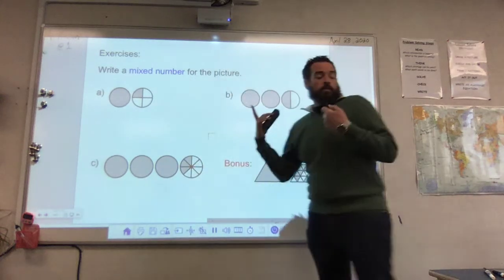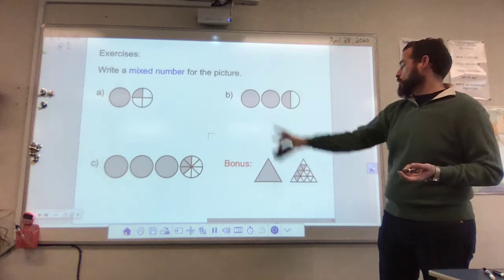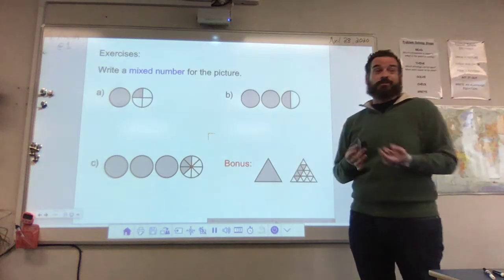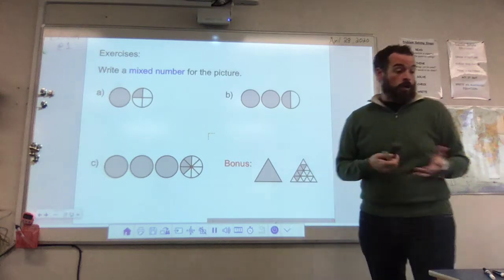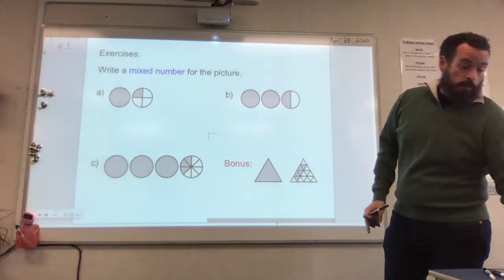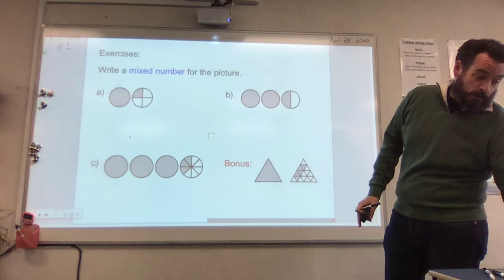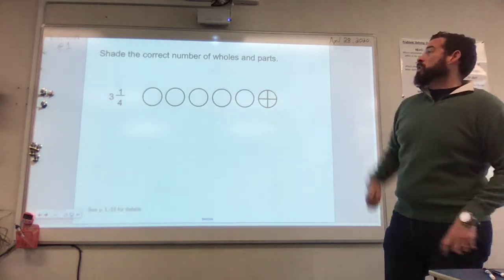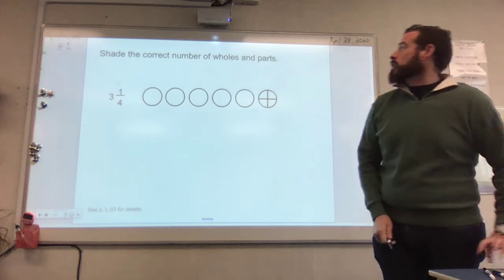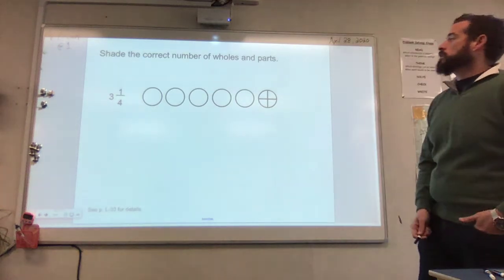And just like when you have these two, we've got circles, triangles. You can have it in any shape, and you can kind of look at that with fraction strips as well. So these are some examples of shapes, and we'll go over in a minute some drawings of these. So this one, it's going to ask to shade the correct number of wholes and parts.